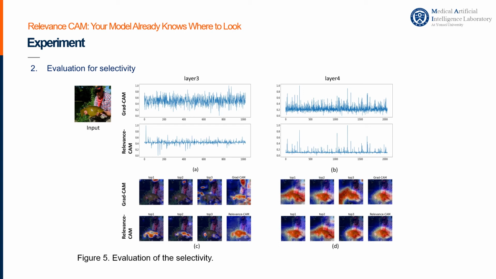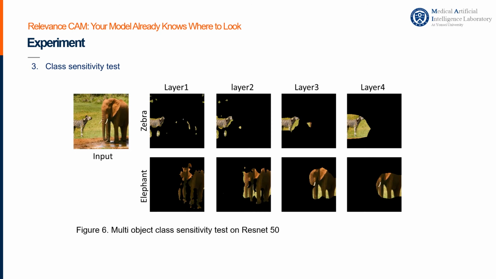In D, all top 3 weighted activation maps localize a tangent well in layer 4. But in C, even the top 1 map selected by GradCAM cannot localize the tangent well. On the other hand, Relevance-CAM clearly localizes the tangent, and the top 3 weighted activation maps also highlight the target object. This indicates Relevance-CAM provides good weights for the important channels.